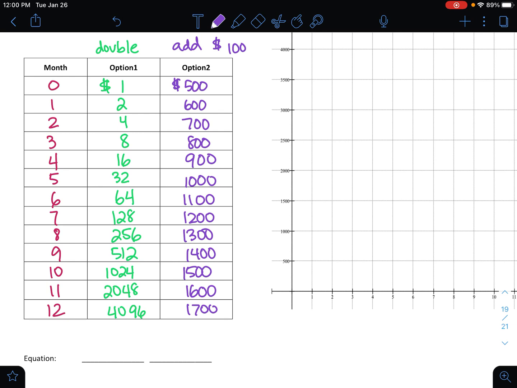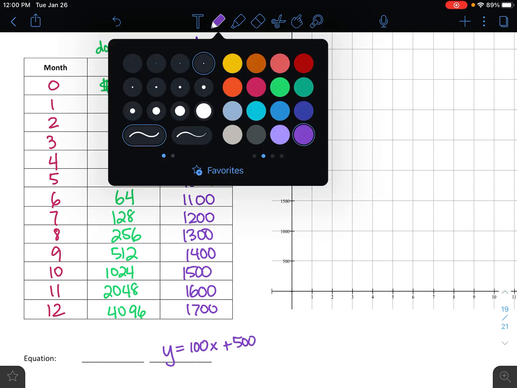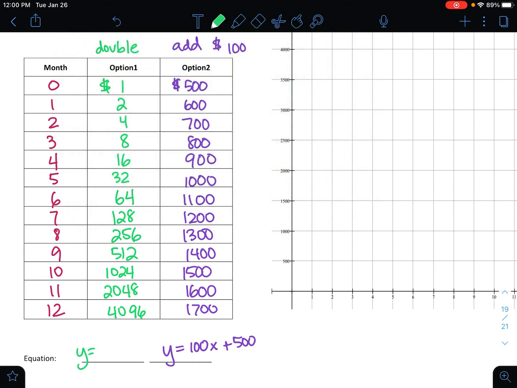So let's write the equation for the linear. So think y equals mx plus b. If it's going up by 100 every month, that's like your rise over run, your slope. So my equation would start with y equals 100x. And then remember your starting point. Where did we begin? Well, we started at 500. So that would be our equation for the linear column.